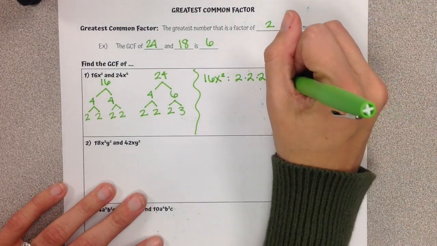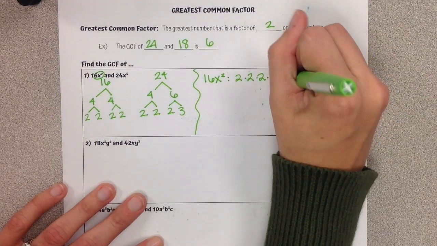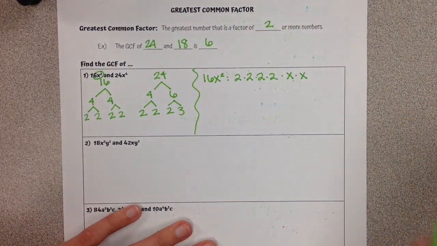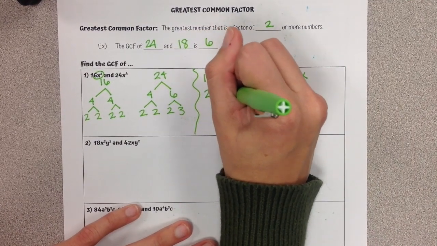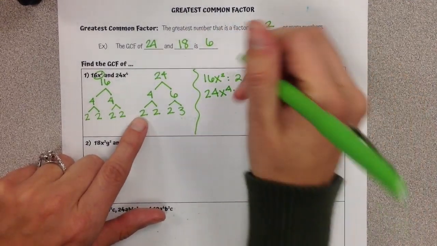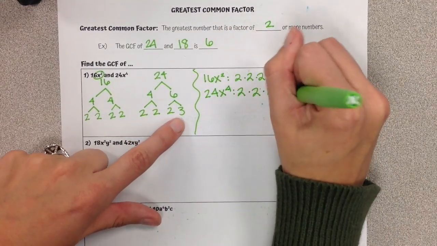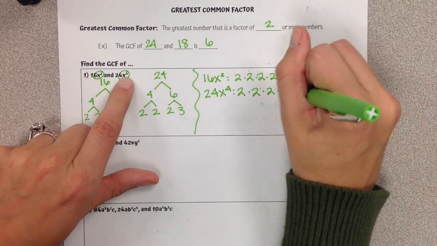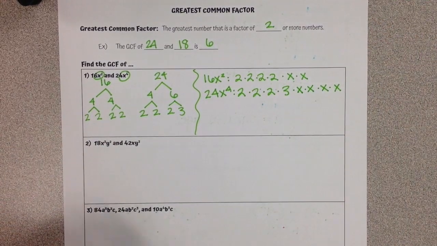Then we also have to think about the x's. It's x squared, which means there are 2 x's being multiplied here. Now for 24x to the 4th, we have its prime factorization, 2 times 2 times 2 times 3. Then we have to look at the variables. There's 4 x's, so it's x being multiplied 4 times.